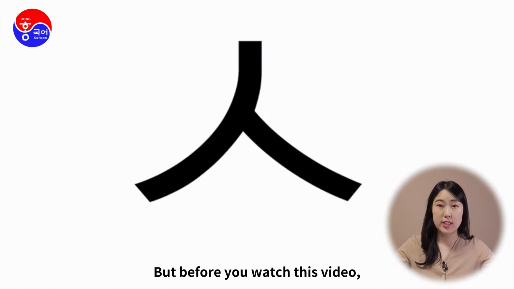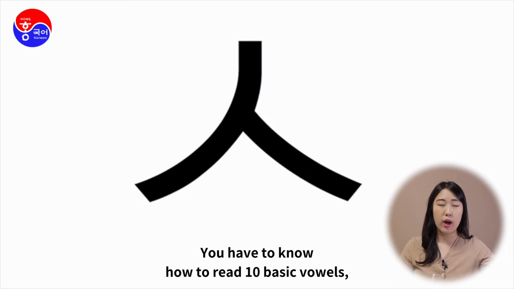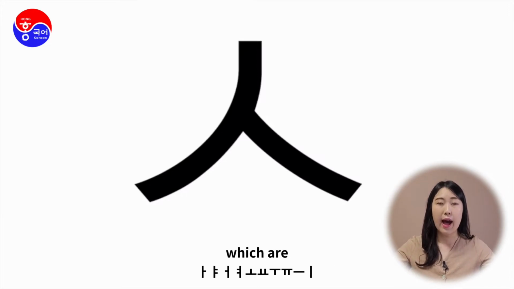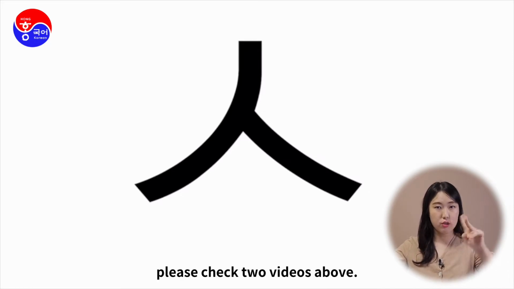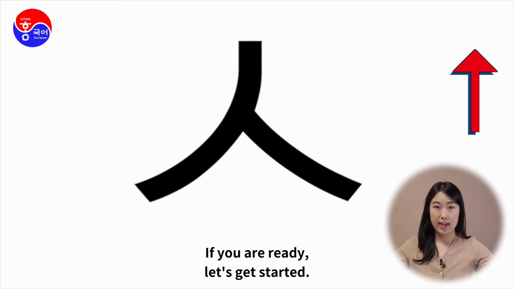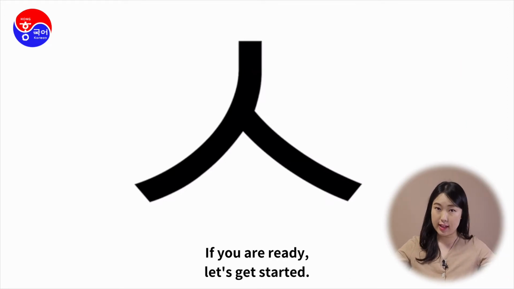After watching this video, you will be able to learn the new Korean consonant S. But before you watch this video, you have to know how to read the 10 basic vowels, which are A, Ya, O, Yo, U, Yu, U, I. So if you don't know what they are, please check the 2 videos above. Okay, if you are ready, let's get started.